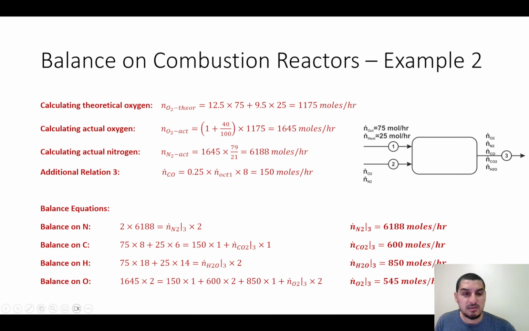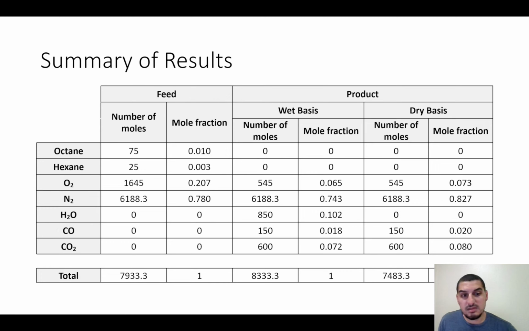Finally, we can write the balance on oxygen, and here is the equation, and you can use it to calculate the number of moles of oxygen in stream number 3, which is everything. So now we calculated all the flow rates of all the components in the product stream, and this is the summary of results. These are the flow rates and the compositions of the feed components, oxygen, nitrogen, hexane, and octane, and these are the mole fractions and the flow rates on wet basis, and these are on dry basis.